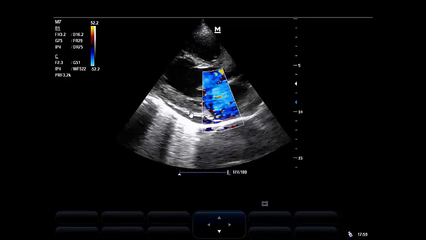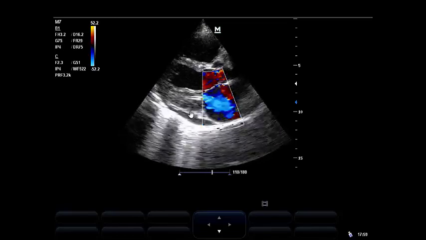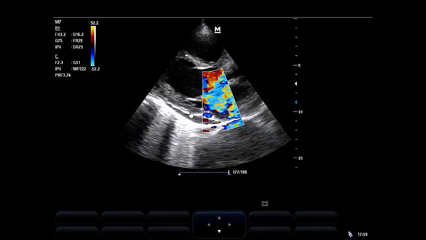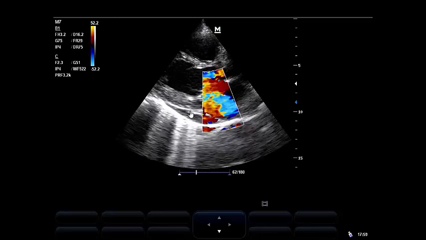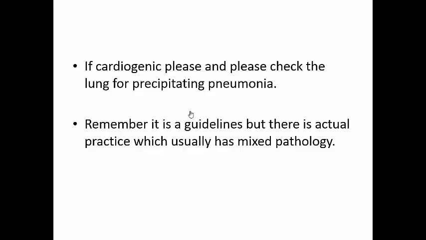If you see thin pleura with cardiogenic pulmonary edema, with homogeneous B-lines, go to the heart to know the cardiac cause of this cardiogenic pulmonary edema. In this point, it's very important: if you diagnose cardiogenic pulmonary edema, I need you please check the lung for precipitating pneumonia. Remember, it is guidelines, but in actual practice, the actual patient usually has mixed pathology.